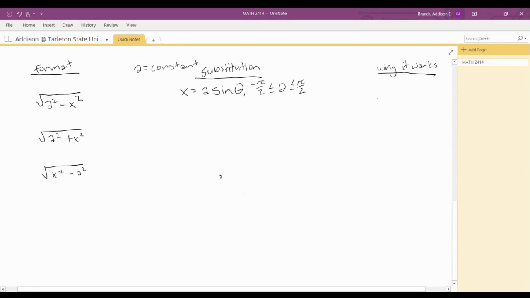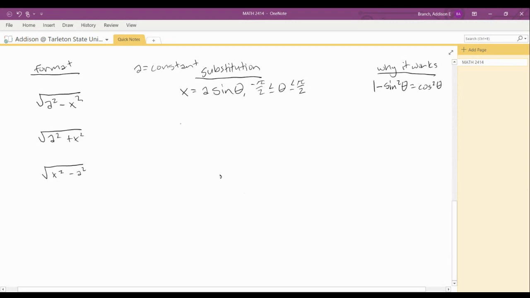The reason why this works, and really the reason why all of them work, is based off of the idea of the Pythagorean identity. Y'all are probably a little bit familiar with this. The main Pythagorean identity that most people are familiar with is sine squared of theta plus cosine squared of theta equals 1. Well, the idea is that we want to get the format 1 minus sine squared of theta equals cosine squared of theta under that radical.